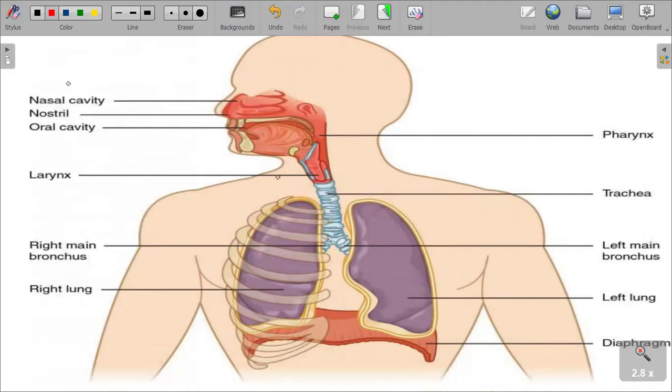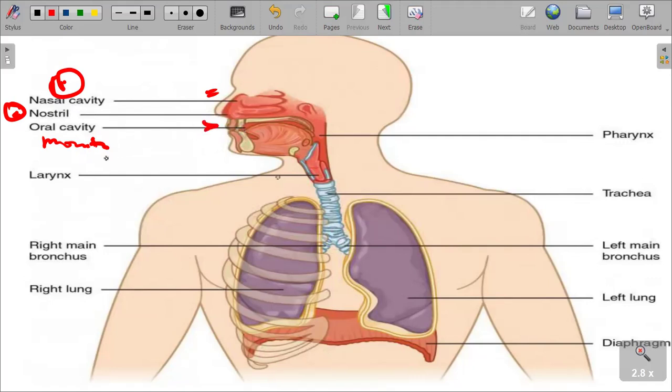So we have got one, the nasal cavity, which is given there. It is where air enters, and then we have got the nostrils, obviously the opening. Then the oral cavity, we are talking about the mouth, which you can see there also labeled.